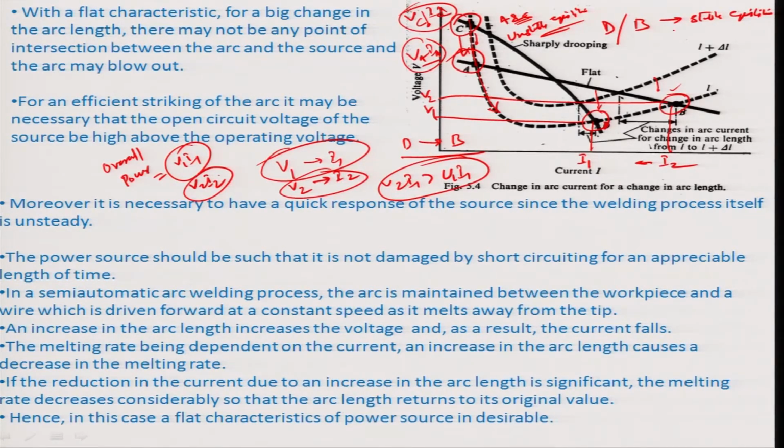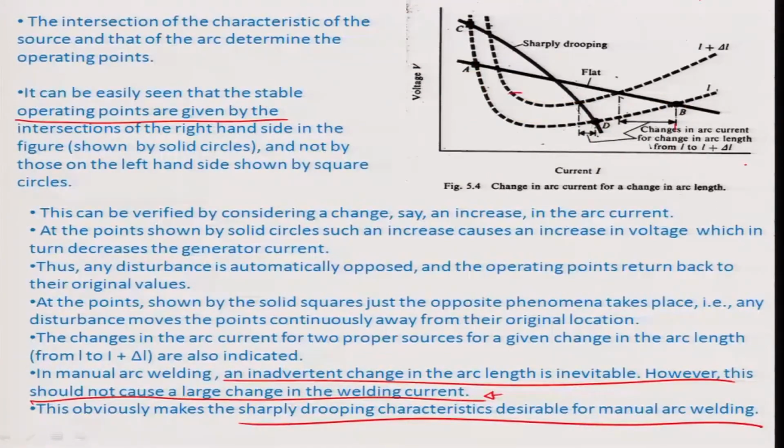Having said that, the other issue I would like you to see here is that we are considering both the flat as well as the drooping characteristics. This is a sharply drooping characteristic and this is a flat characteristic. These are two different power sources, and I can easily find out which power source is suitable for which operation.